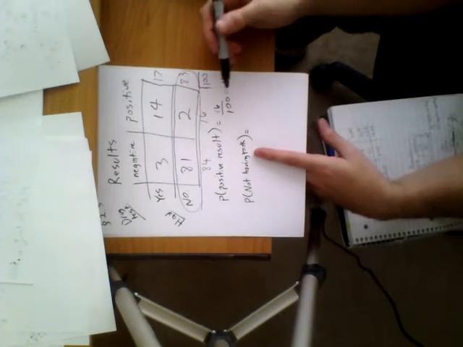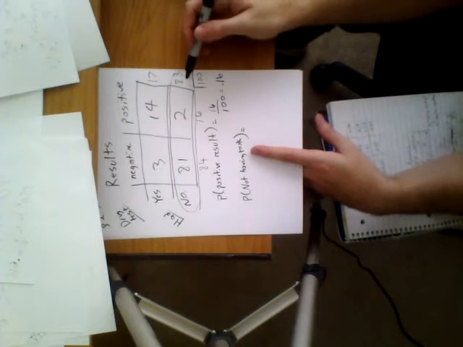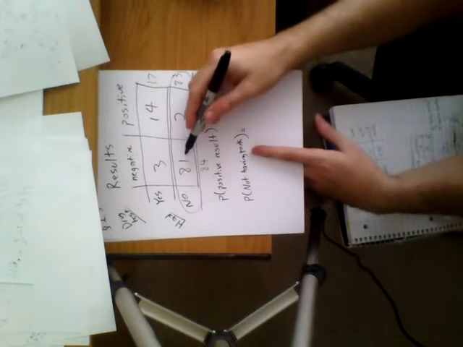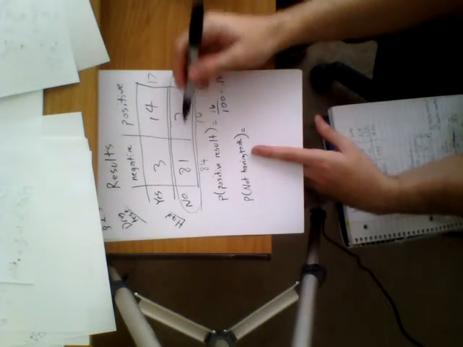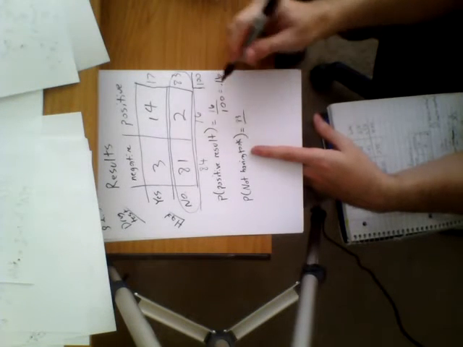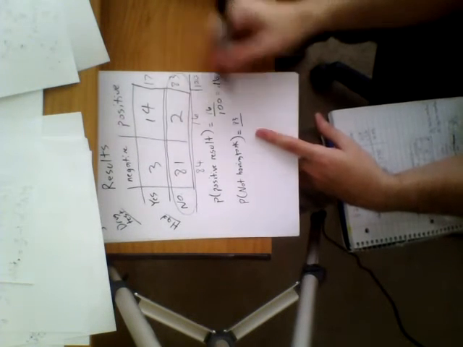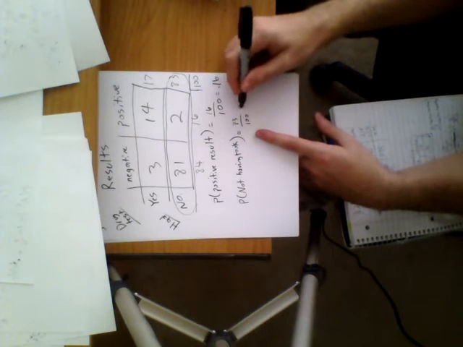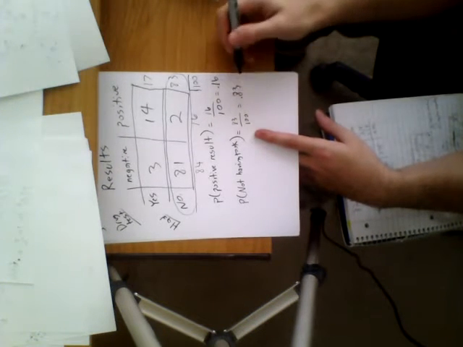So how many total did not take it? 83 of them, right? That's why we added across. We have the total 81 here and 2 there, so 83 of them did not take it. Out of how many? 100 still. So this is 0.83. This is called marginal probability.